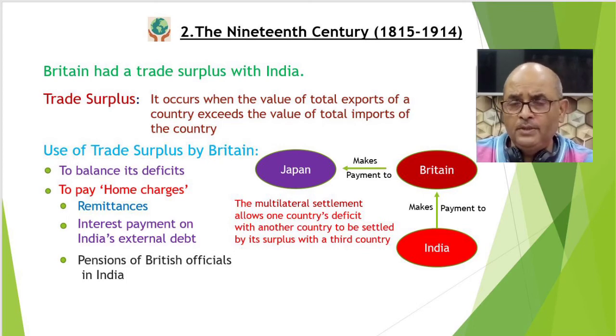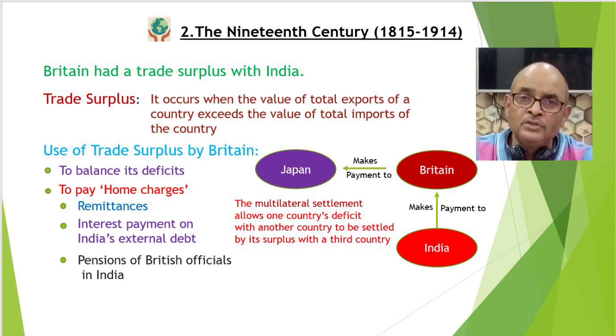Britain used this surplus to balance its trade deficits with other countries. Britain also used this surplus to pay the home charges. Home charges included private remittances from India to Britain by British officials and traders, interest payment on India's external debt and pensions of British officials in India.